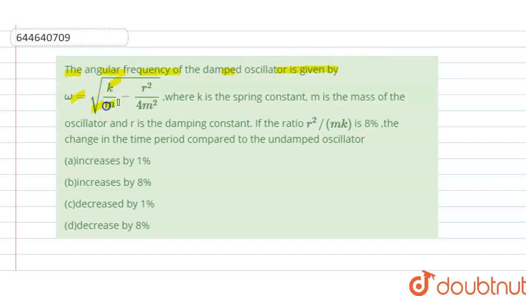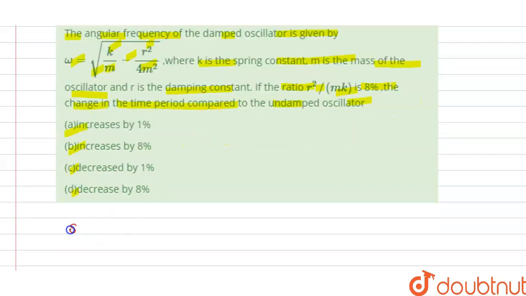Hello students, today our question is: the angular frequency of a damped oscillator is given by omega equals under root k by m minus r square by 4m square, where k is the spring constant, m is the mass of the oscillator, and r is the damping constant. If r square divided by mk is 8%, the change in the period compared to the undamped oscillator is A, B, C, D. The options are given here. So we have to find which option is correct.